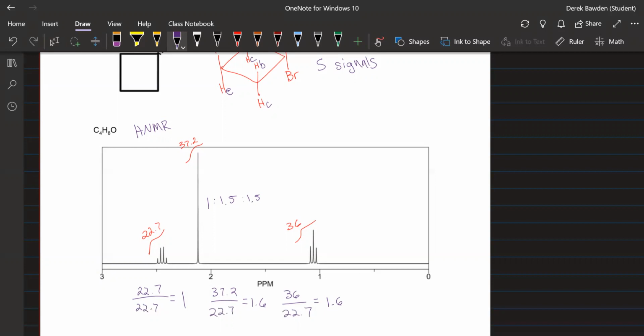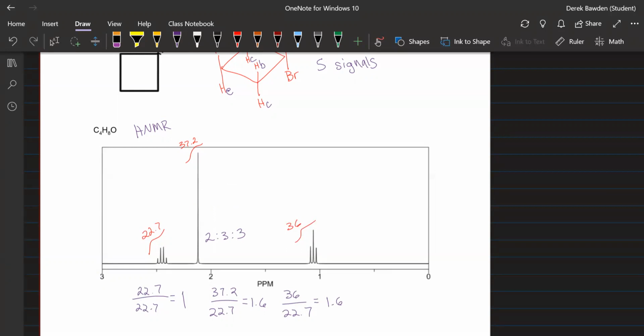But we don't want our ratios to be partial numbers. We want them to be whole numbers, okay? So we're going to multiply all of these by 2, which will give us a ratio of 2 to 3 to 3. So now we know that our ratio for our molecule is going to be 2 to 3 to 3.